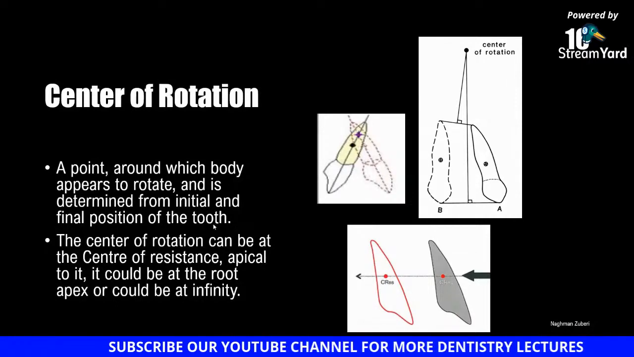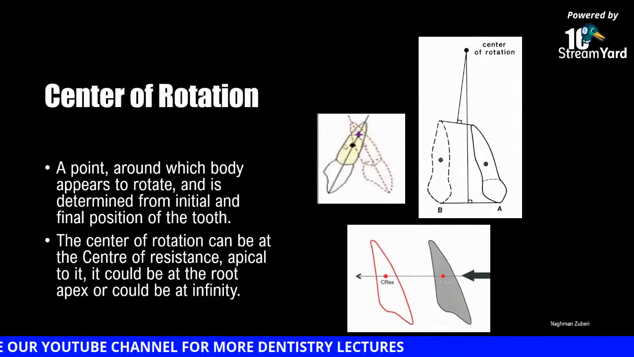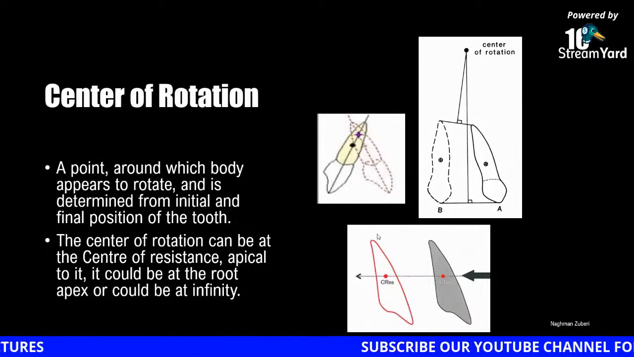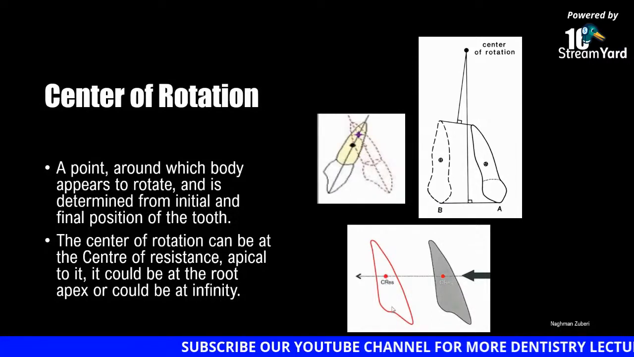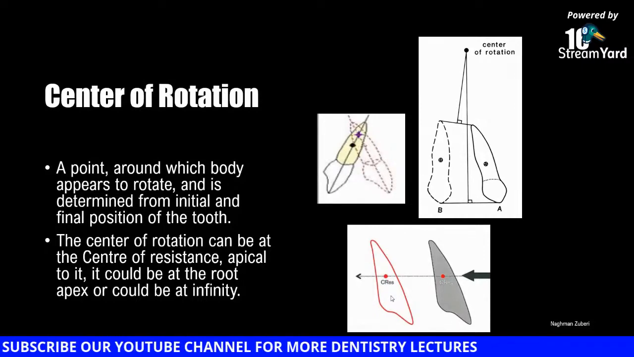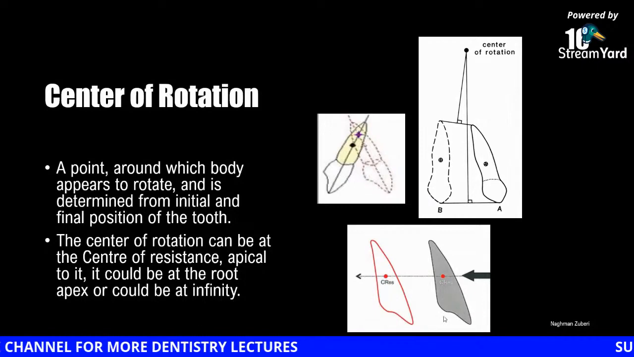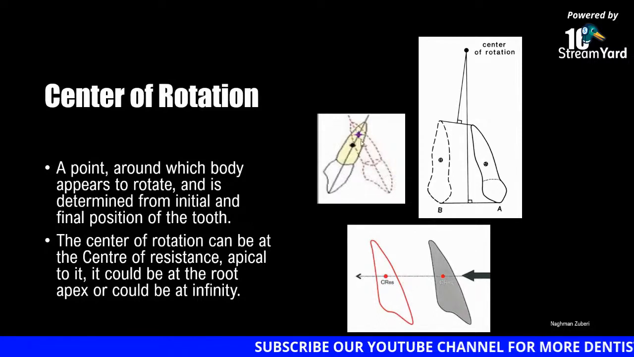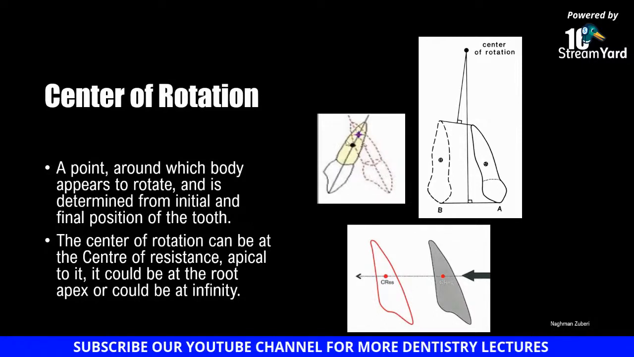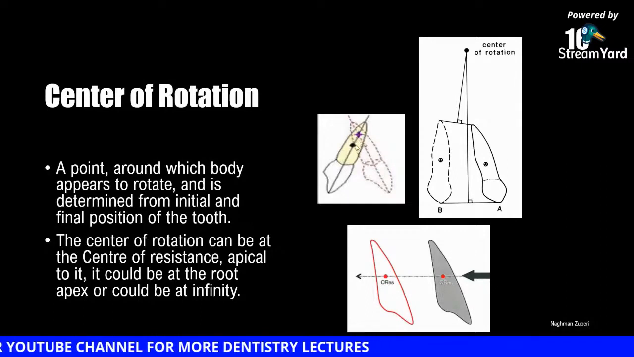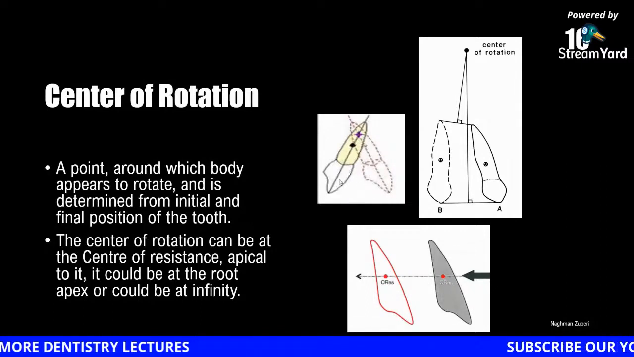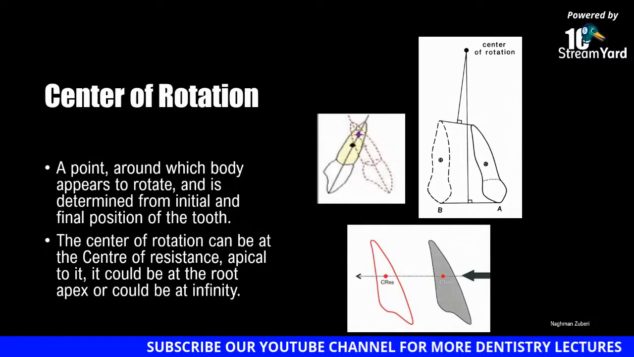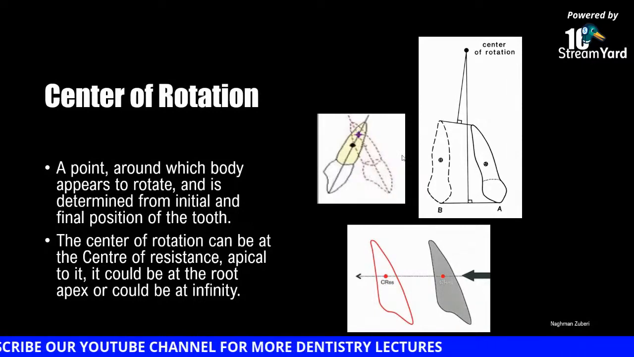Well, the center of rotation is that point which could be present at the center of resistance. It could be apical to the center of resistance, or it could be slightly coronal to it, depending upon the intended tooth movement. We need to find out what our intention is, what kind of movement we have to achieve. Like in tipping, it is going to be at the same place where the center of resistance is. So you will apply a force and the crown is going to be tipped in one direction. Reciprocally, the root is going to be tipped in another direction.